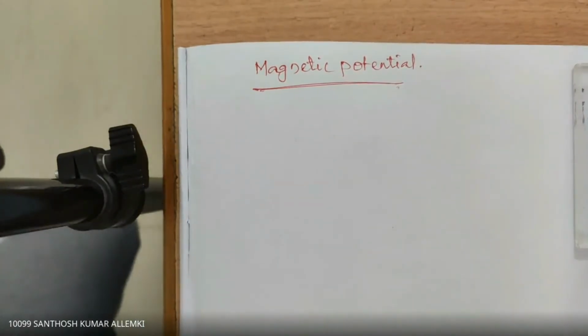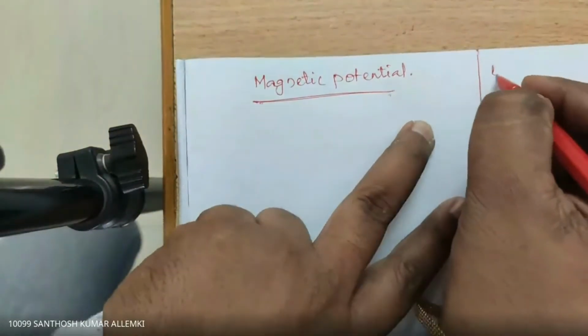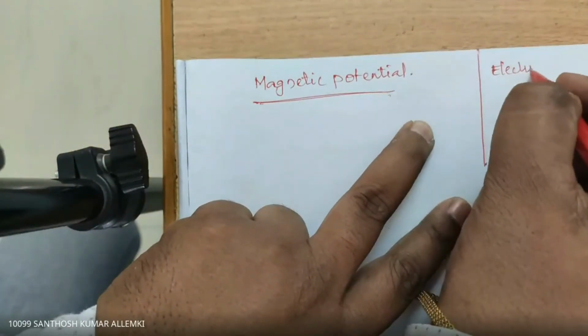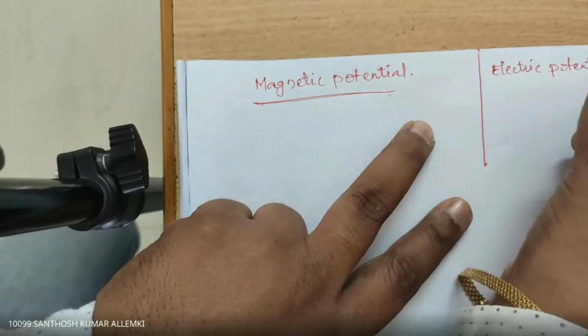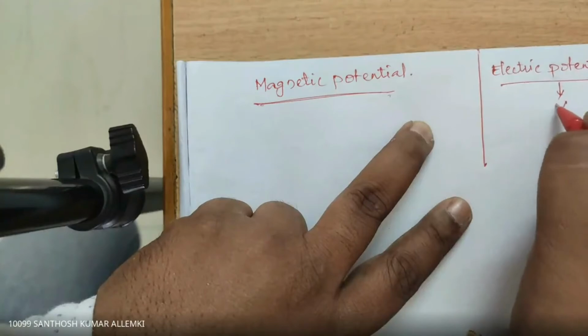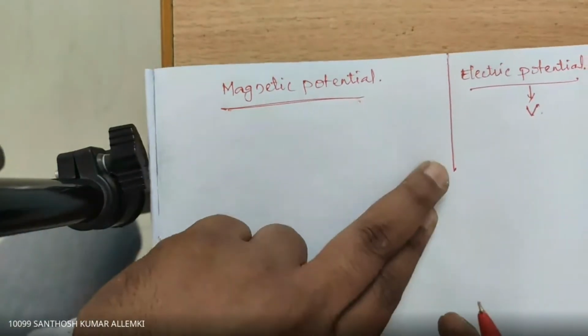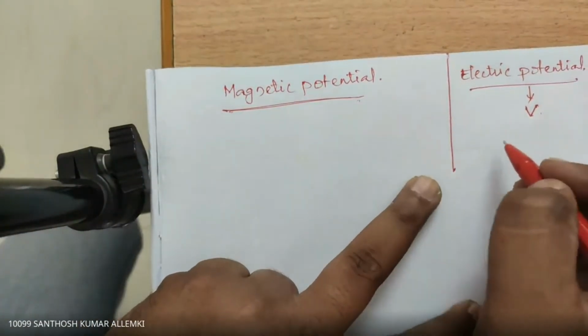Yes. Now see magnetic potential. Before going to the magnetic potential, first we'll have the electric potential. The electric potential will have the representation as capital V. Based on this capital V, we have several expressions.